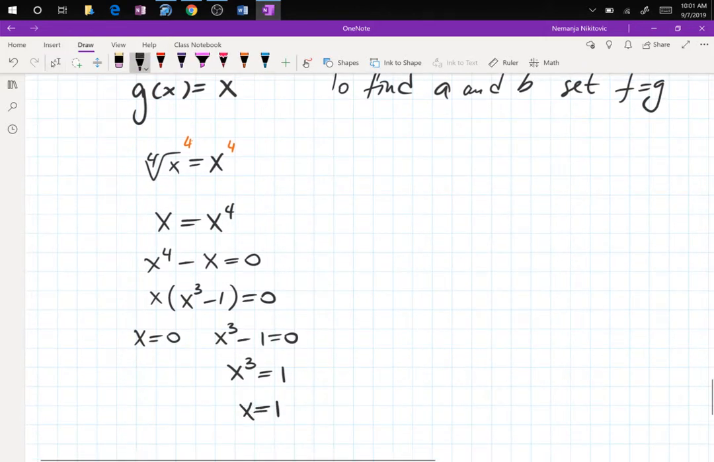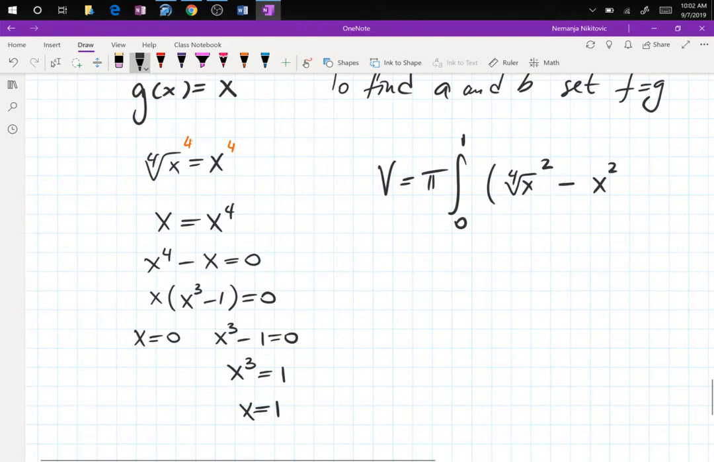And there we have them. A is 0 and B is 1. So finally we can set up our integrals and move on with our life, eventually. So pi, 0 to 1. The function that is further away is the root function. So 4th root of x squared, minus the function that is close by, which is the function x.